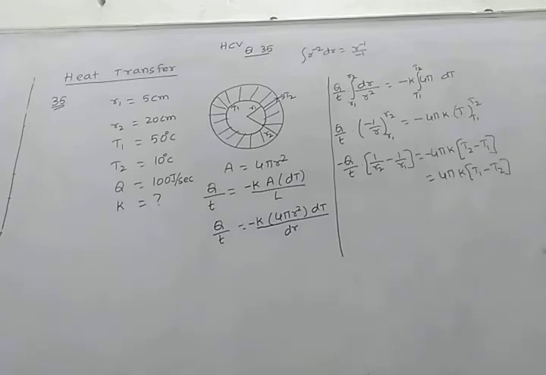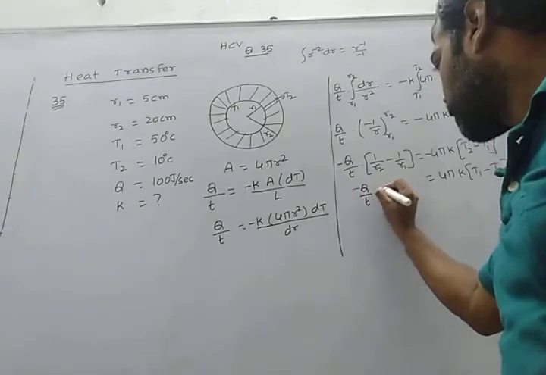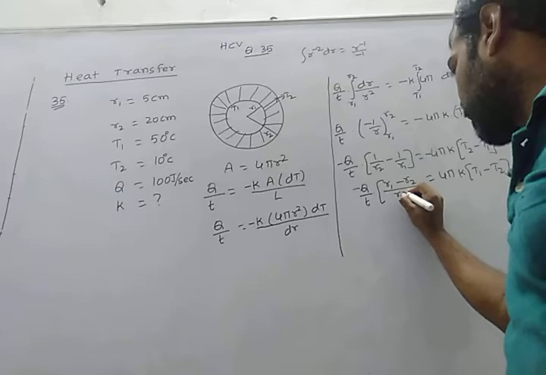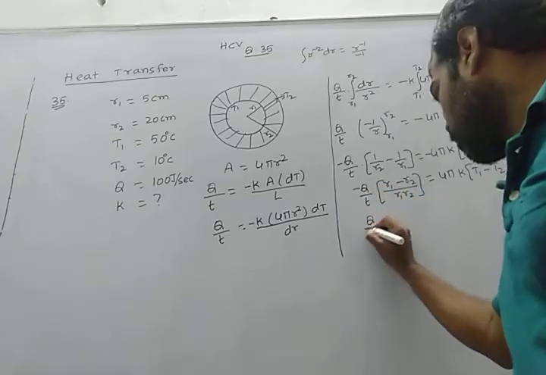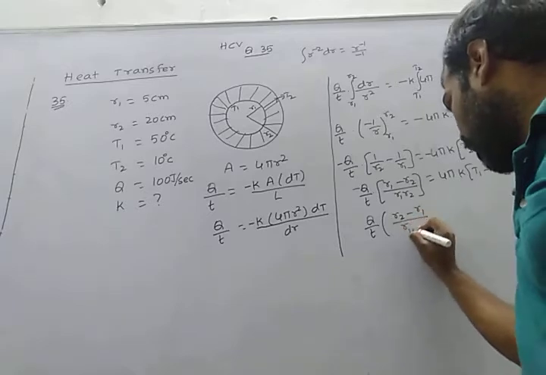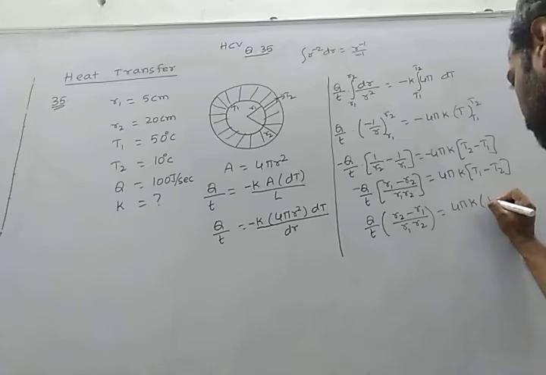Now we can write it as minus q by t into r1 minus r2 by r1 r2. Take the minus sign inside, and you can get q by t into r2 minus r1 by r1 r2 is equal to 4 pi k into t1 minus t2.